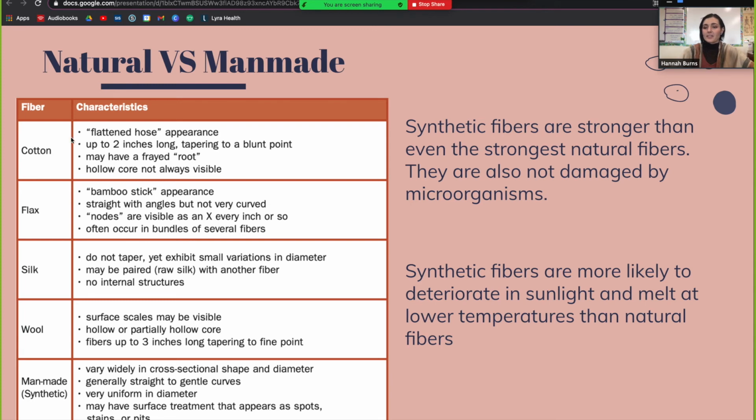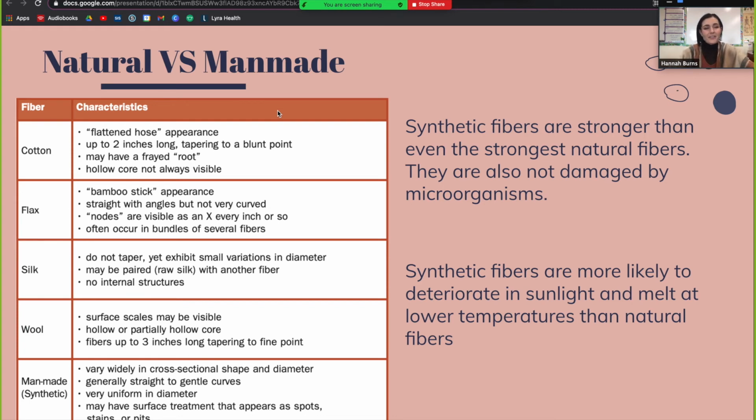So looking at the different fibers and some basic characteristics, cotton tends to have more of a flat and twisted appearance underneath the microscope. It could be up to 2 inches long for one individual cotton fiber, and they taper to blunt points. They might have frayed roots visible under the microscope, and they might not always have a hollow core visible.